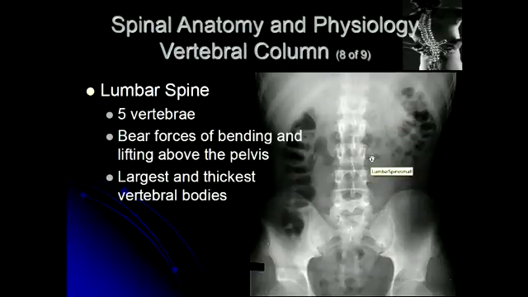The lumbar spine is composed of 5 vertebral bodies. They're bigger than the thoracic spine typically. They bear forces of bending and lifting in the area of the pelvis. And again, these are the largest and thickest vertebral bodies. They're different from the thoracic spine in that there's no ribs attached to this area either.